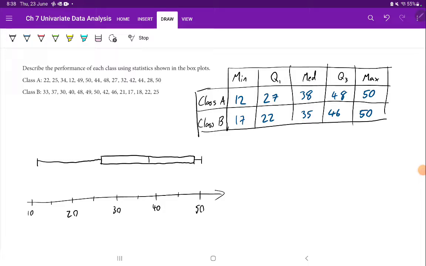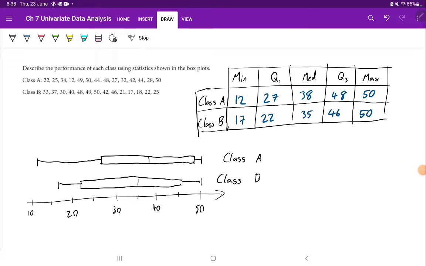Keeps everything straight. Alrighty, so now I'm going to do my second box plot. That was for Class A. And for Class B, I'm going to do it underneath. Again, if you have a ruler, use it. I don't have a ruler on this app, unfortunately, so I can't rule straight lines very well, as you can see. So please make sure you do that.